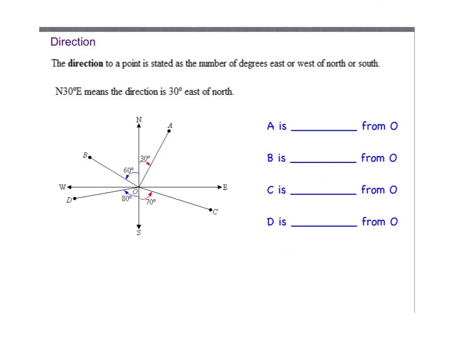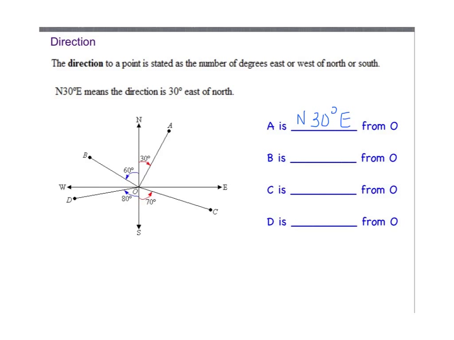All right, so direction is a point stated as the number of degrees east and west of north or south. All right, so north 30 degrees east means that the direction is from 30 degrees east of north. So here's east, here's north, so this is 30 degrees. This would be the vector O to A, right? So what we would say on here is A is what degree, what direction, what bearing from O. And so we would write A is 30 degrees north and east. And notice I'm putting the north and the east around the degrees.